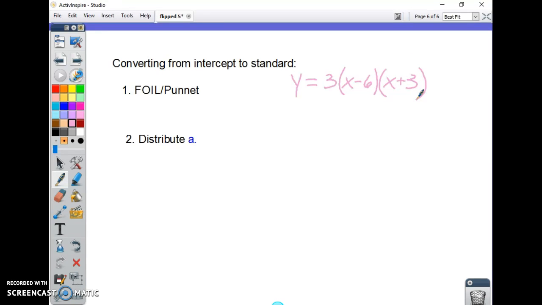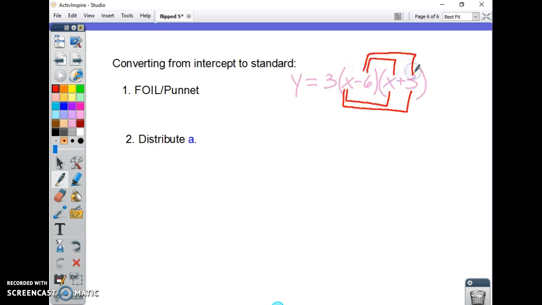first. I know some of you want to distribute right off the bat, but it's actually going to be easier. You could, you just have to be very careful. But I'm just going to say as a standard, go ahead and take care of your FOILs first. Always take care of your FOILs if you have two binomials that you're multiplying together. If you need to go up to the side and do your Punnett square, that's fine. Otherwise, I like to do my foiling.